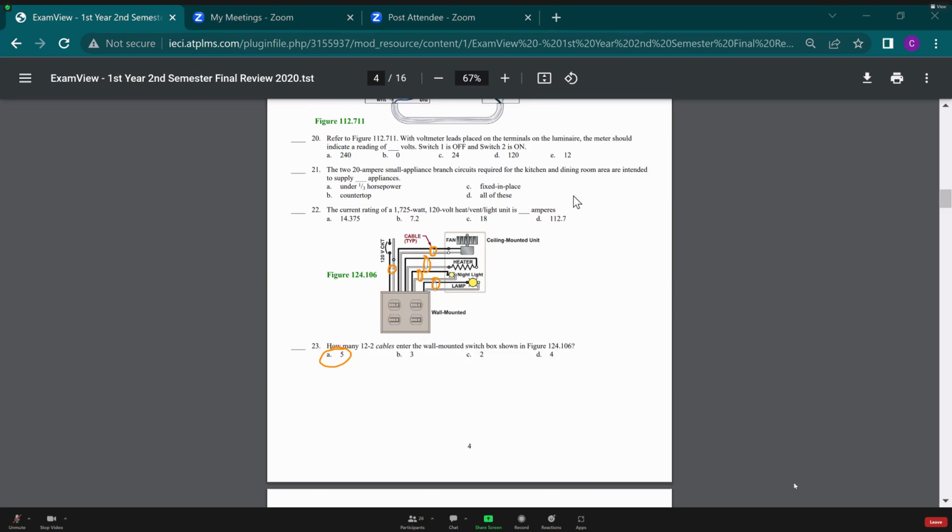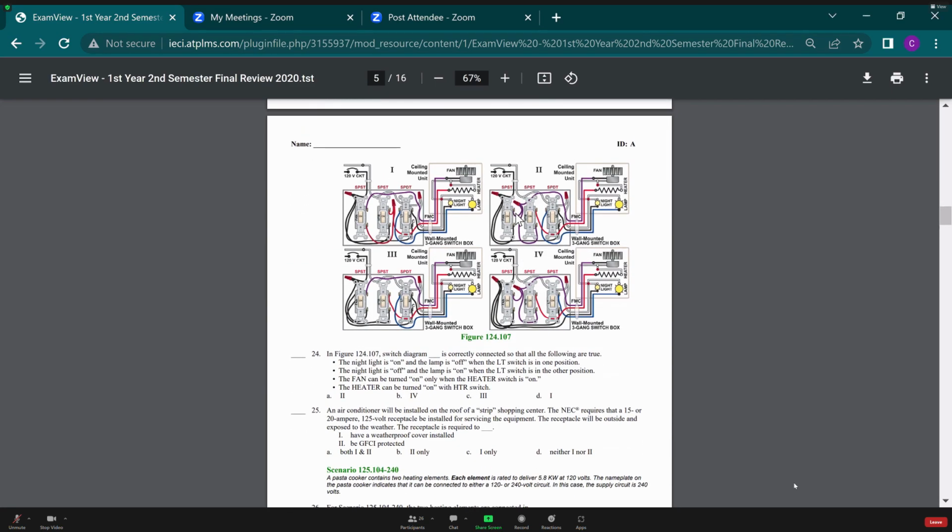Clearing those off. Popping down to 24 here. 24, in the figure above, switch diagram blank is correctly connected, so all the following are true. This one is just look at each of the different points and start following them out. Point number 1 here, the night light is on and the lamp is off when the LT switch is in one position. All right. And the second point, night light is off when the lamp is on, and the lamp is on when the LT switch is in the other position.